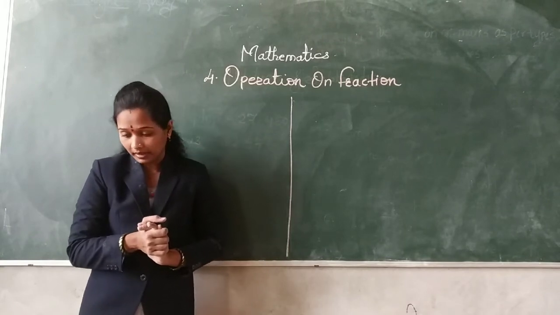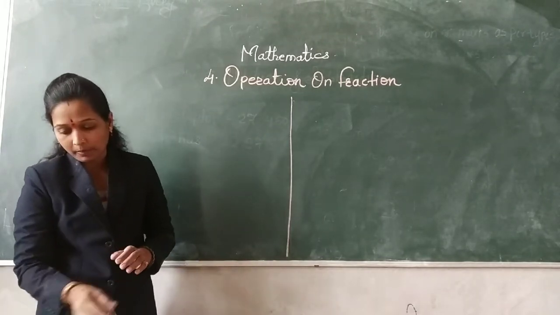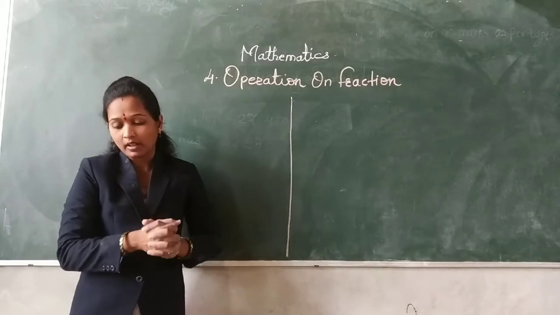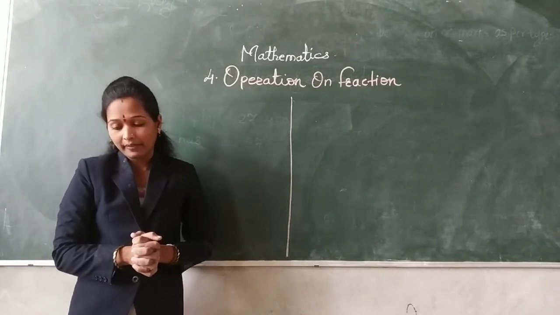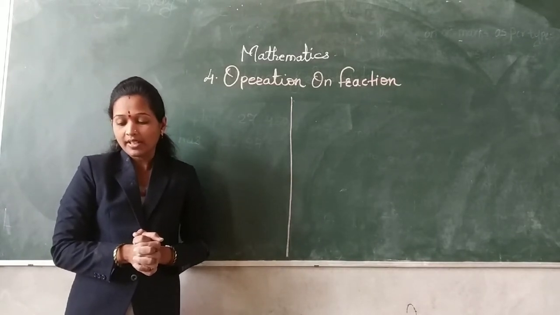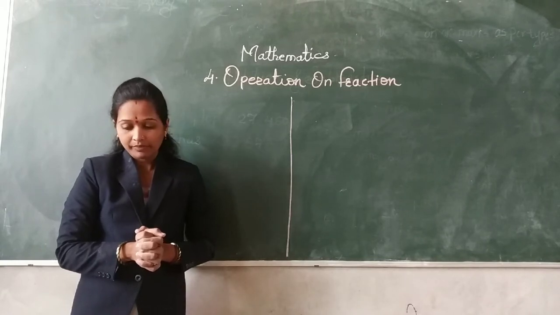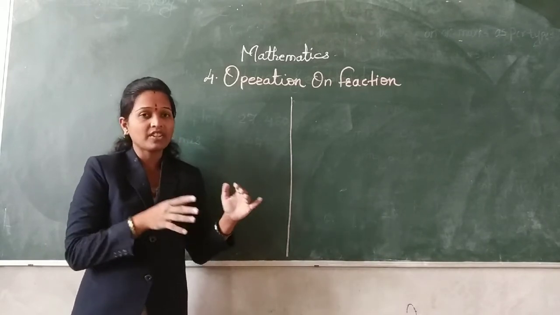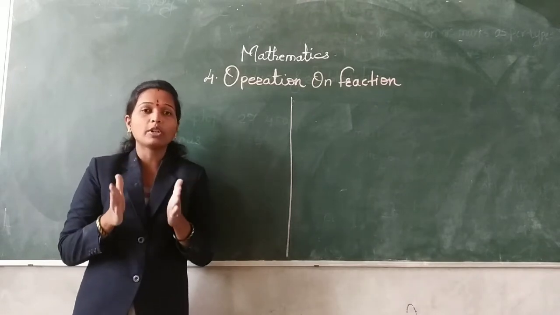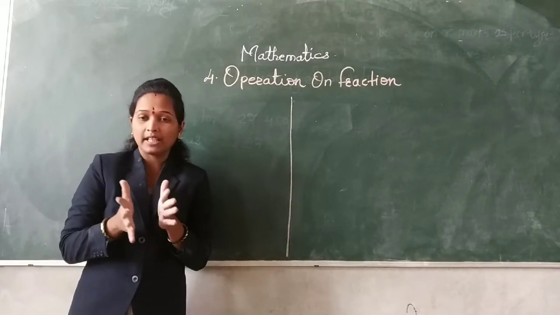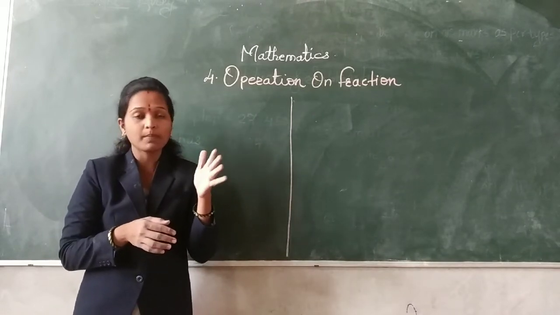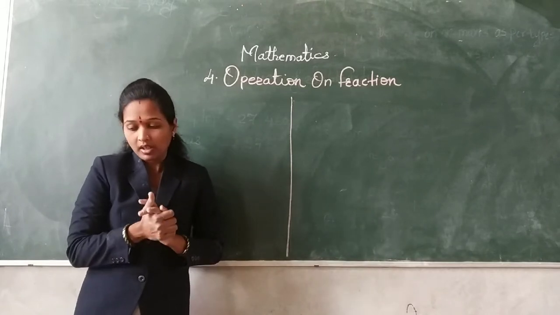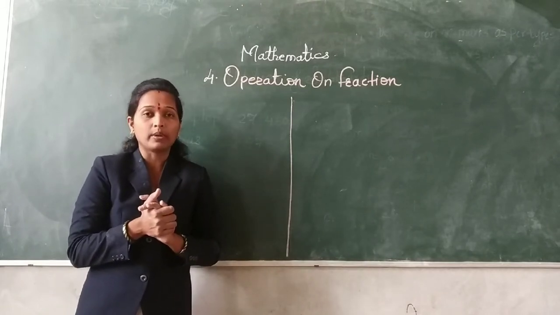I am going to read the word problem. Okay, the first word problem: Suyash bought 2.5 kg of sugar and Ashish bought 3.5 kg. Two boys are given, Suyash and Ashish. Suyash bought 2.5 kg sugar from the greengrocer and Ashish bought 3.5 kg sugar. How much sugar did they buy altogether?